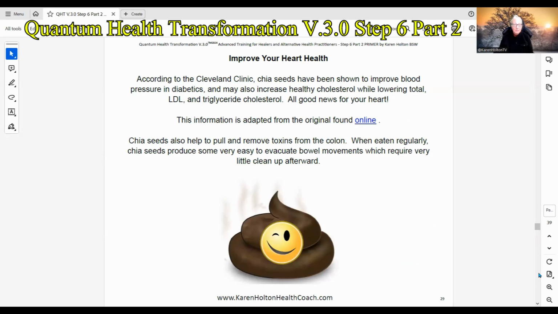Improve your heart health. According to the Cleveland Clinic, chia seeds have been shown to improve blood pressure in diabetics and may also increase healthy cholesterol while lowering total LDL and triglyceride cholesterol. All good news for your heart.